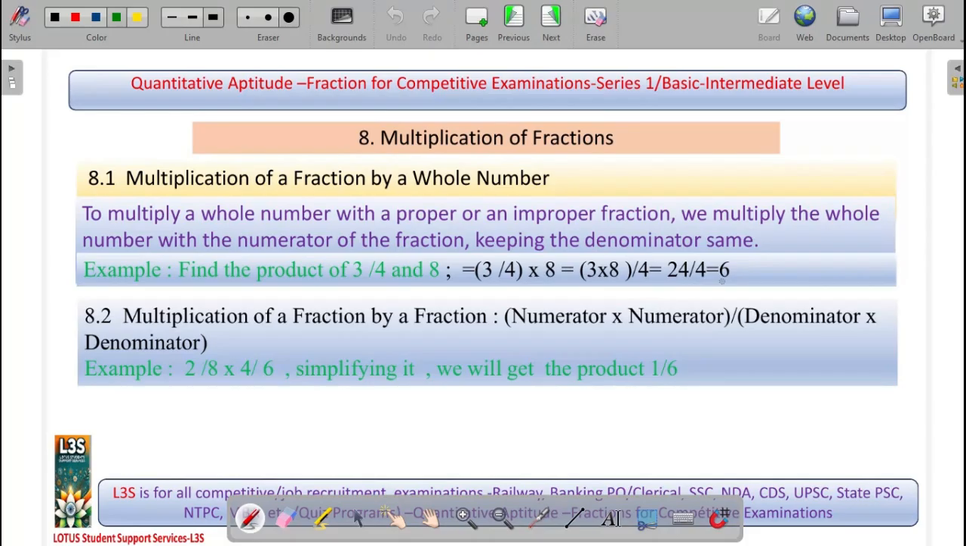And then multiplication of a fraction by a fraction. In this case, numerator into numerator divided by denominator into denominator, and we can simplify as required. So here, example 2 by 8 into 4 by 6. If we simplify it, we'll get the product 1 by 6.